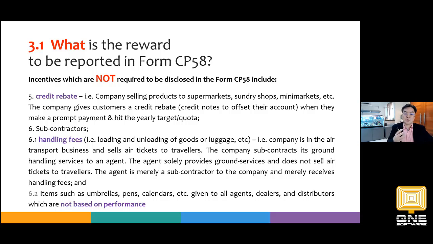All right, then item 6.2, items such as umbrellas, pens, calendars given to all the agents and so-called dealers, which are not based on performance. Just now we mentioned not based on contract. These are gifts that are not based on performance. What performance? Sales performance. So these are not to be included. Hopefully all these are clear.